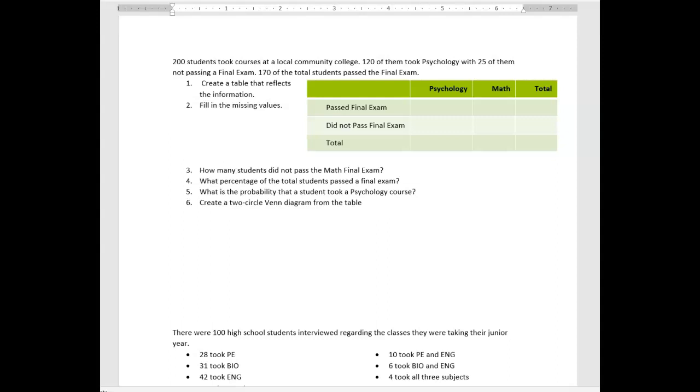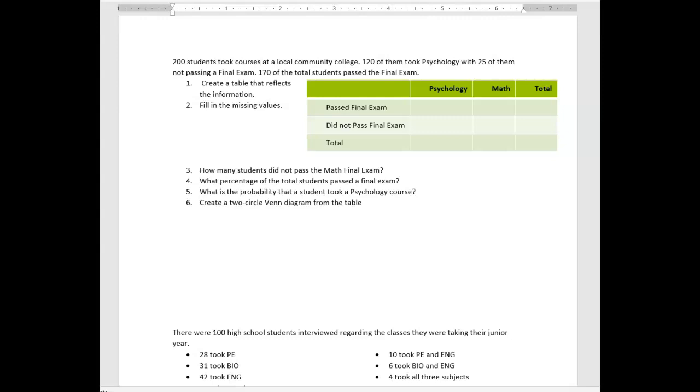Another way that we can associate things, aside from a Venn diagram, is what we call a contingency table. That is simply a way of putting our information together in some sort of table format. And so we're going to look at this.